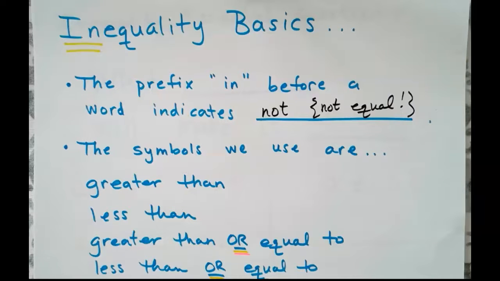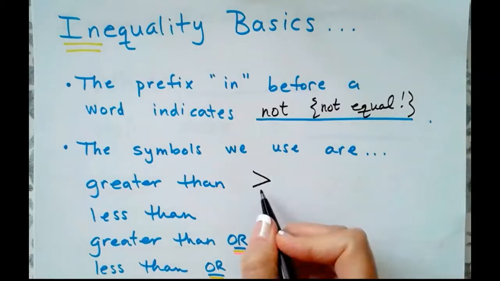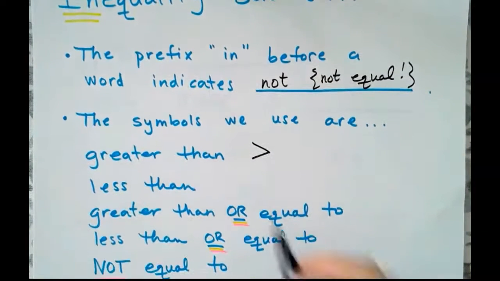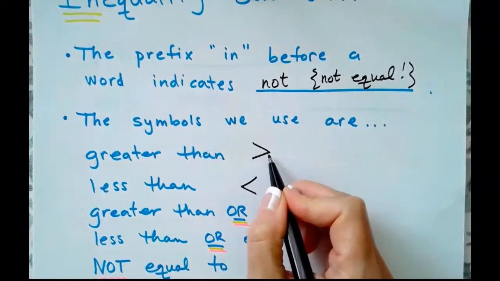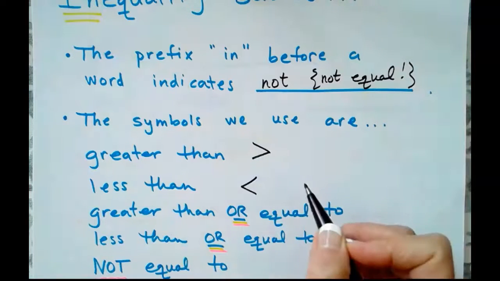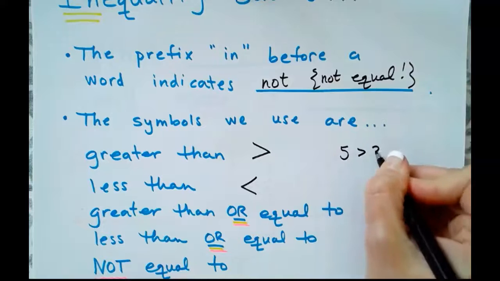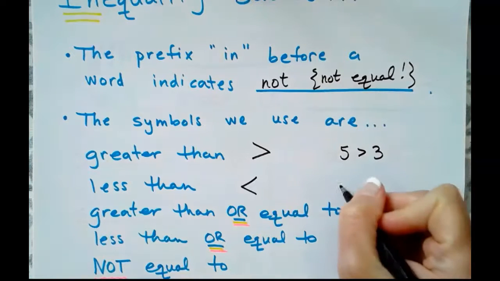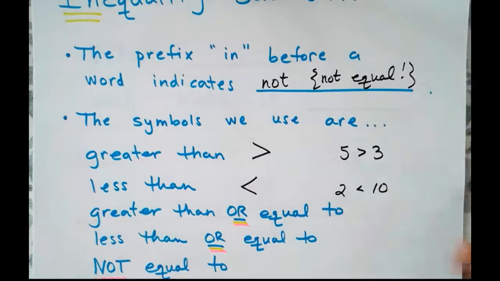The symbols that we use with inequalities are greater than, and this is strictly greater than, less than. Remember, the symbol always points at the smaller number. So greater than: 5 is greater than 3. 2 is less than 10. So that's how we use greater than or less than.